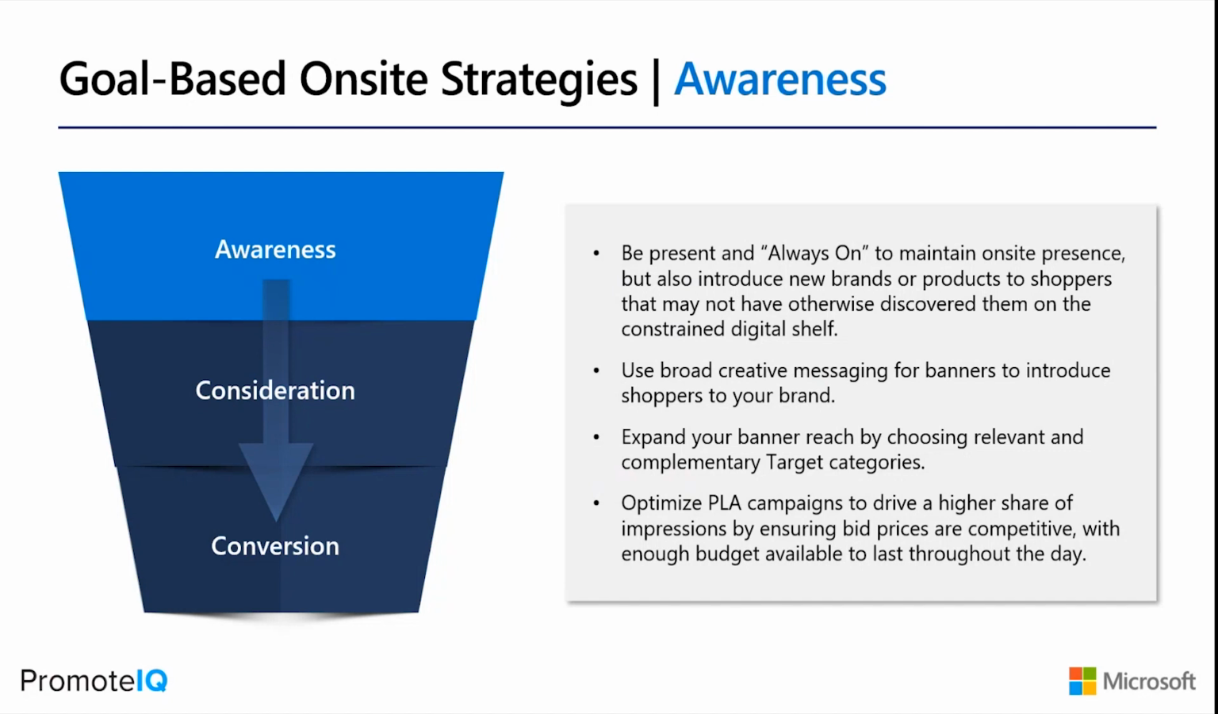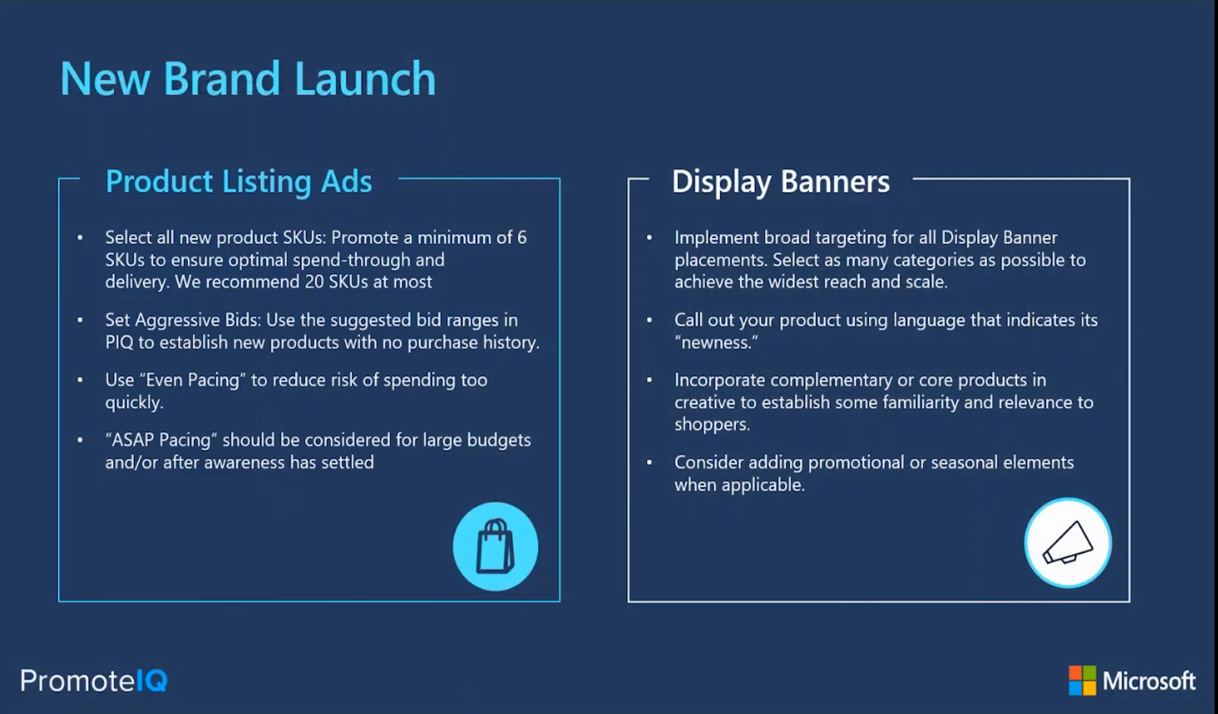Now let's dive a bit deeper into strategies for a common awareness scenario: a new brand launch. For the most well-rounded approach when launching a new brand, let's cover best practices for PLAs and display banners. First, PLAs. For product listing ad campaigns, select all new product SKUs. A minimum of 6 SKUs are recommended, but if you have less than 6, select as many as you have and aim to identify additional SKUs if possible.